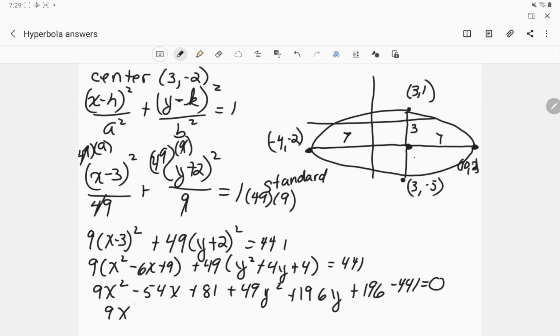So it's 9x squared plus 49y squared minus 54x plus 196y, and then whatever 81 plus 196 minus 441 is, I don't know. And it's equal to 0. You can do that part yourself.